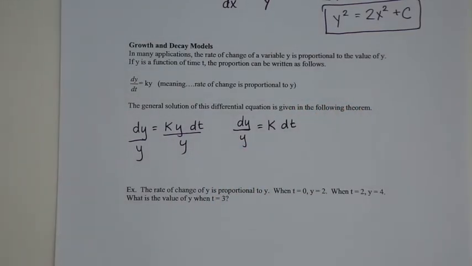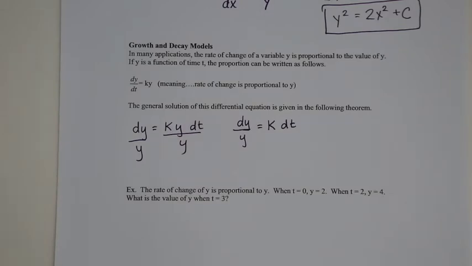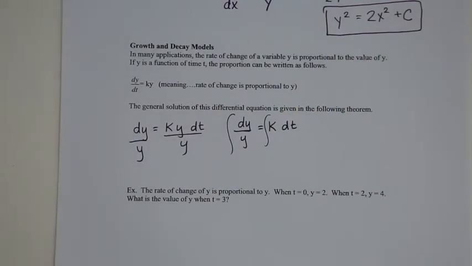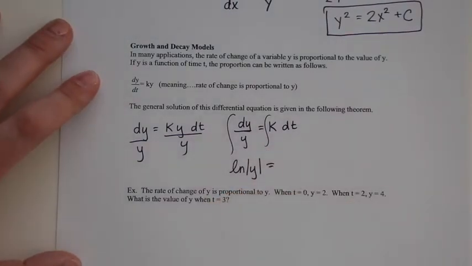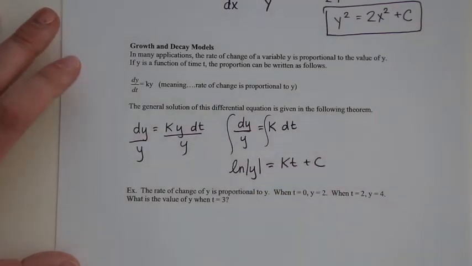If I had a t somewhere, it would be on the right side, but I don't. So y's are with y's, my dt is on the other side. You can think of that as dx, it's just a different letter. I'm going to integrate both sides. When I integrate 1 over y, which is what this is, 1 over y dy, that's going to give me ln of y, and the other side will give me kt plus C.